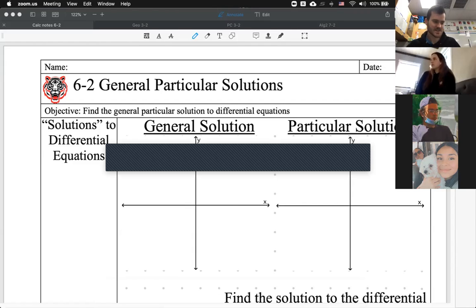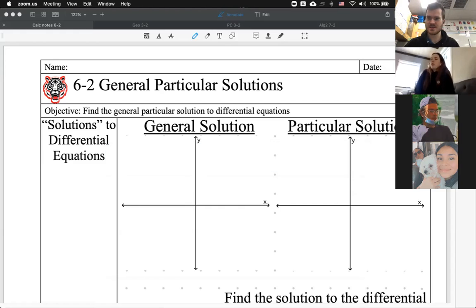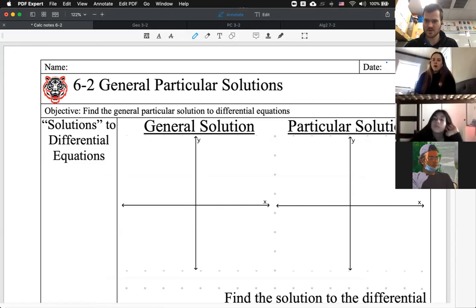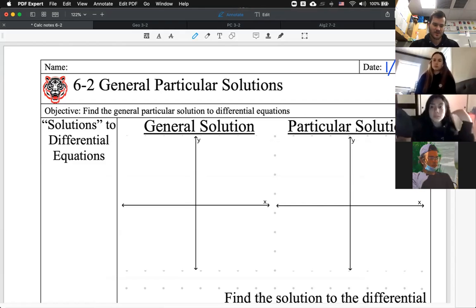So, 6-2 AP Calculus. Today's date is January 5th, 1/5, 2021. Our objective today is to do what, Chris? Find the general particular solution to differential equations. There it is. And this is probably the hardest math that people typically do in all of AP Calculus. So just as a preparation.